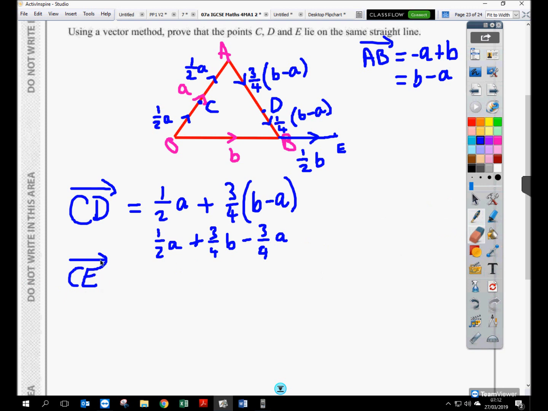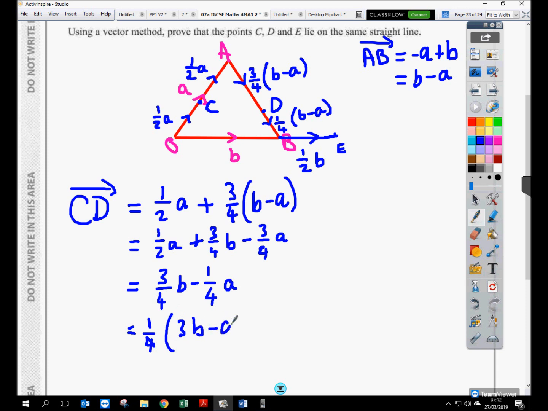Now if we type this into the calculator, we can simplify the A terms. So half of A minus 3/4 of A is minus 1/4 of A. So we end up with something like this: 3/4 B minus 1/4 A. Okay, now this can be factorised. The quarter is common, so we have a quarter brackets 3B minus A.